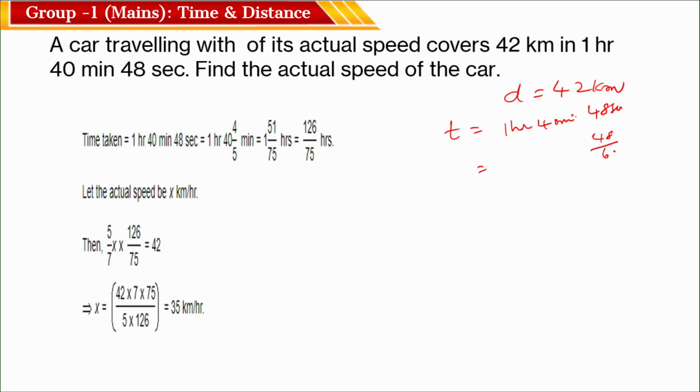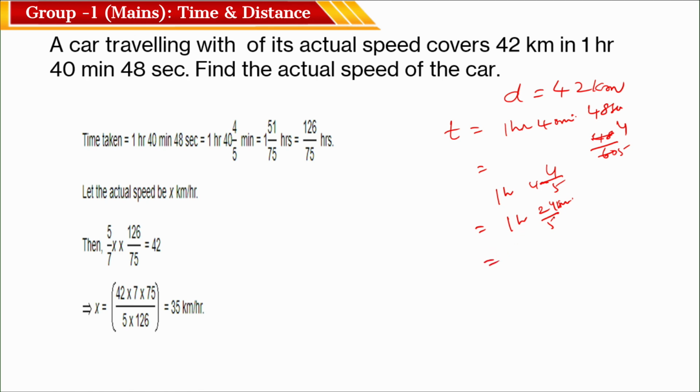48 by 60 minutes. 48 by 60 means 12 fours, 12 fives, which means 4 by 5. So 40 minutes 48 seconds is 40 and 4 by 5 minutes. How much is it? 5 fours are 20, 24 by 5. So 1 hour 24 by 5 minutes.